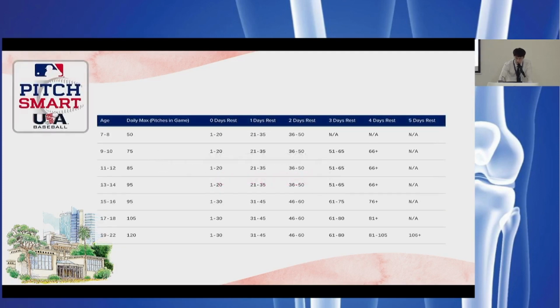Before we step to the treatment, we have to know that throwing elbow injuries can be prevented. Major League Baseball suggests young pitchers follow this protocol to prevent elbow injury. For example, if you are 20 years old, the maximum pitch count per day is 120. But if you have 0 days of rest after pitching, you can pitch only 1 to 30 per day.